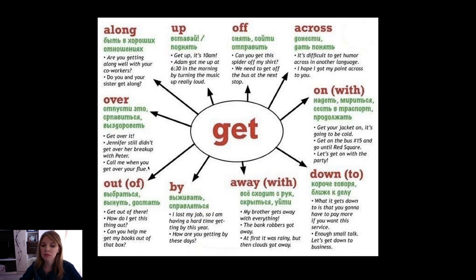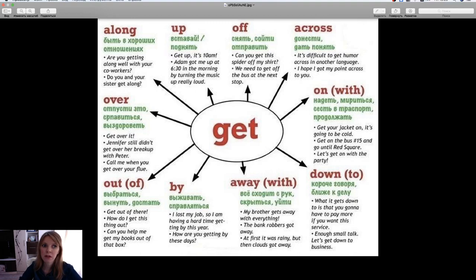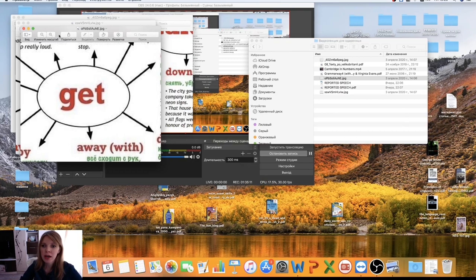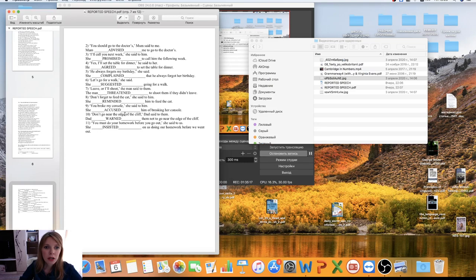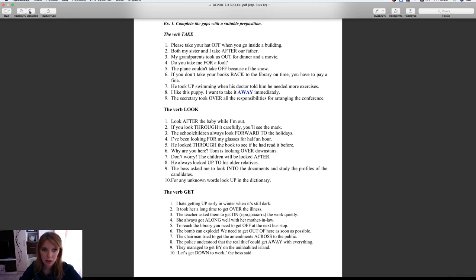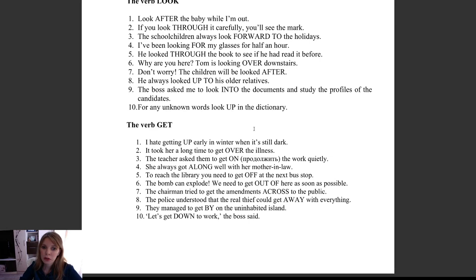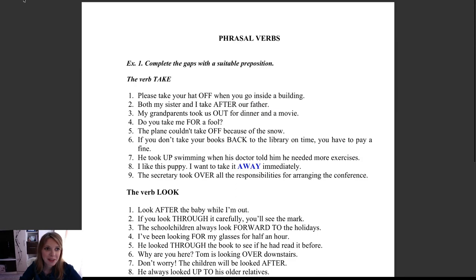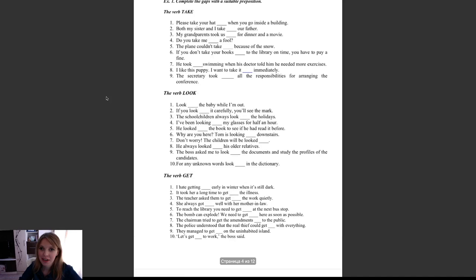So try to learn all these phrasal verbs by heart and use them both in oral, in colloquial speech, and in written speech as well. And we do the last portion of our exercises. The verb get. Here it is. I'm sorry, I showed you the answers. I was wrong. Here is the page we need.